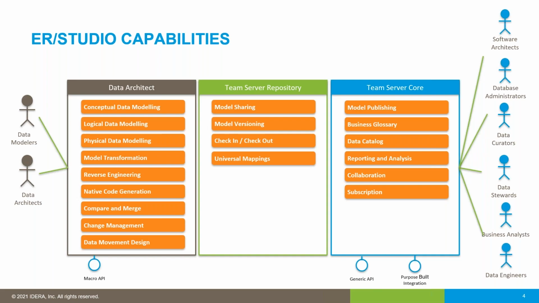The central section there is what we call Team Server Repository. Now, this is really something that enables team working. So what this means is we can store our data models in the central location. The Team Server Repository will then manage access to those data models. So you can define security roles, define who has access to those.